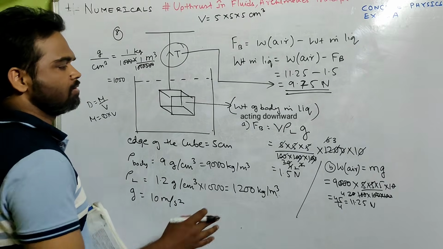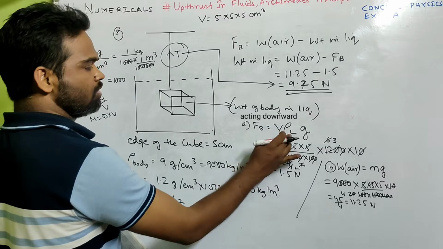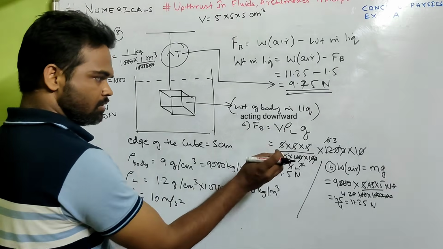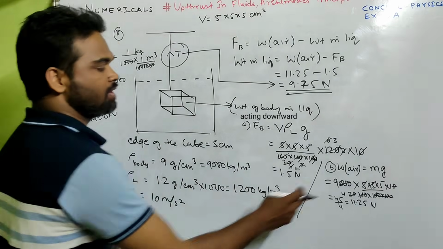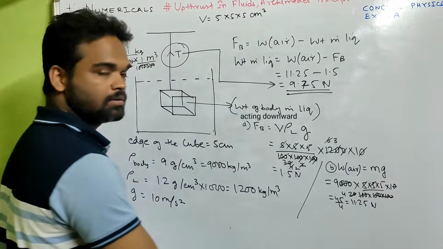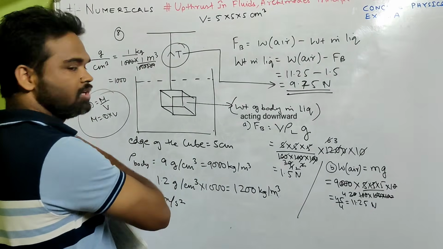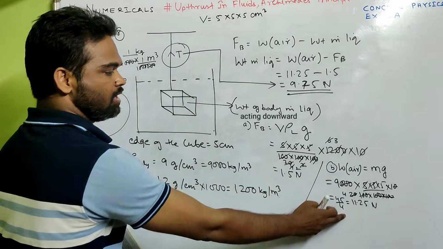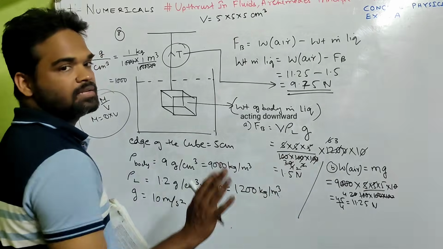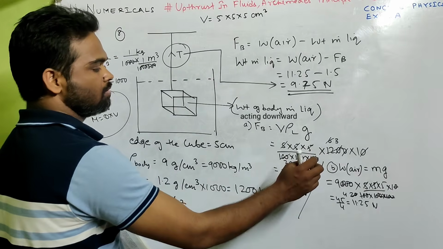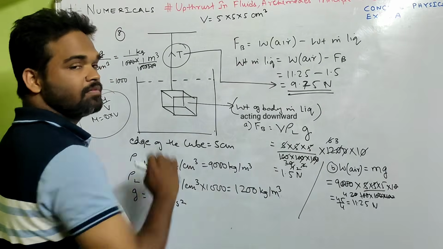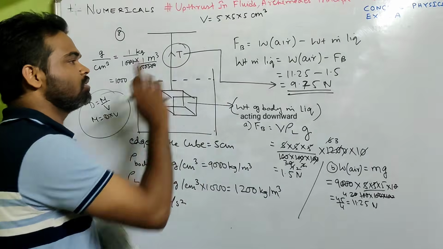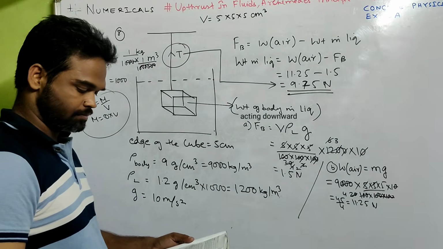Then step by step, you find the upthrust, V rho g. Just be careful with the unit. Then weight in air is mg, where m is density into volume. Okay, g is 10. Put the value, get the answer. Once you get weight in air, find the weight in liquid, that is equal to the tension.